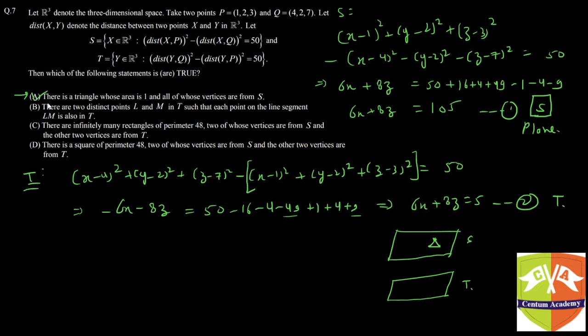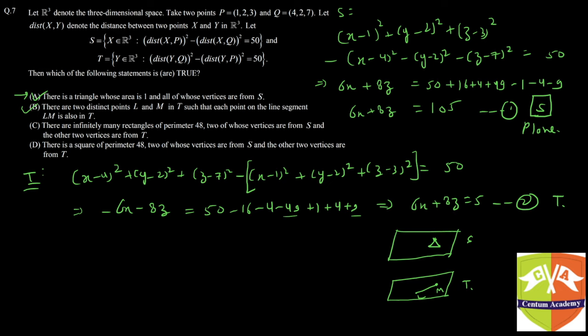B is, there are 2 distinct points L and M in T, such that each point on the line segment LM is also in T. So yes, this will also be true, because if you take any 2 distinct points L and M on T, and if you join that line segment, all of those points will also lie on T. So B is also obviously true. Now C is, there are infinitely many rectangles of perimeter 48, 2 of whose vertices are from S and the other 2 vertices are from T. I think that is true.